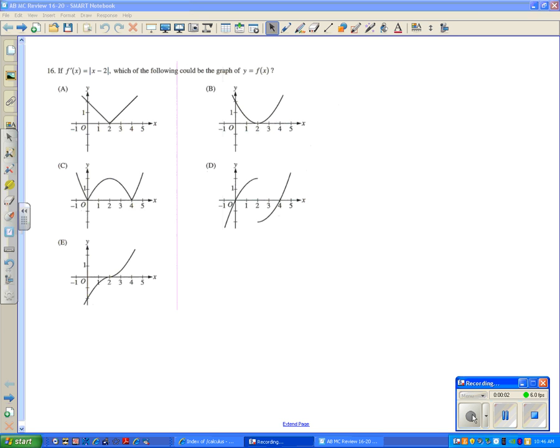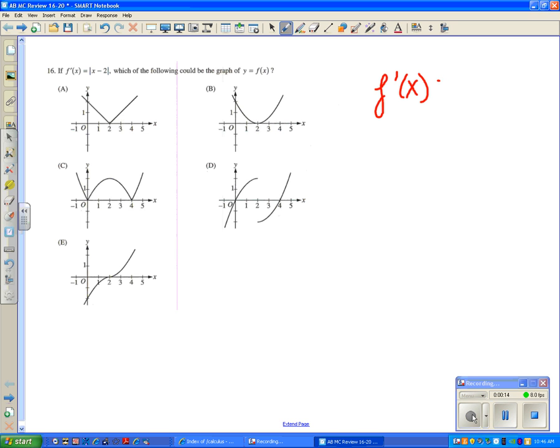On number 16, we need to think clearly about the derivative. And the derivative, because it's an absolute value, has to always be, at the very least, 0 or positive. That means f never decreases. It's not for the most part. It never decreases. So the function could not be a because it's decreasing up till 2.